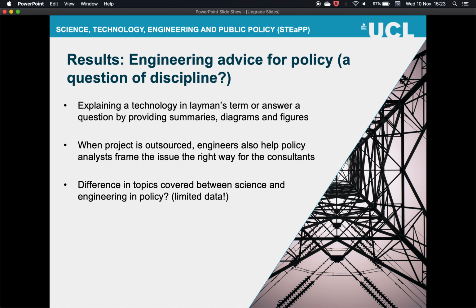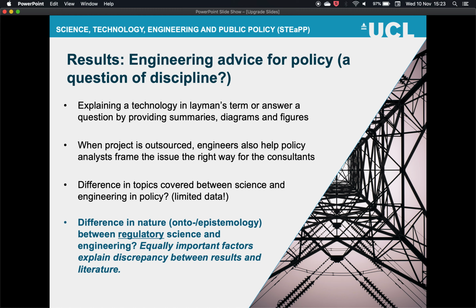I think it's too soon to say that there is a difference in topics covered by engineering and science. I am inclined to think that there might be based on what I have seen, but that remains to be validated by further data. A second big thing, and this is really crucial, is that I've noted in my interviews and lit review a possible difference in ontology and epistemology between science and engineering.